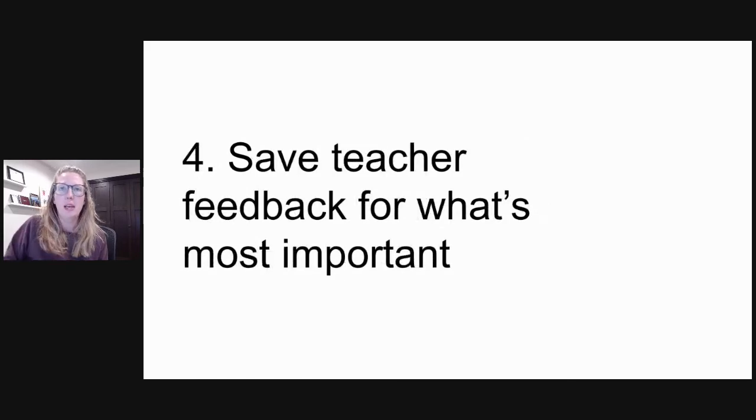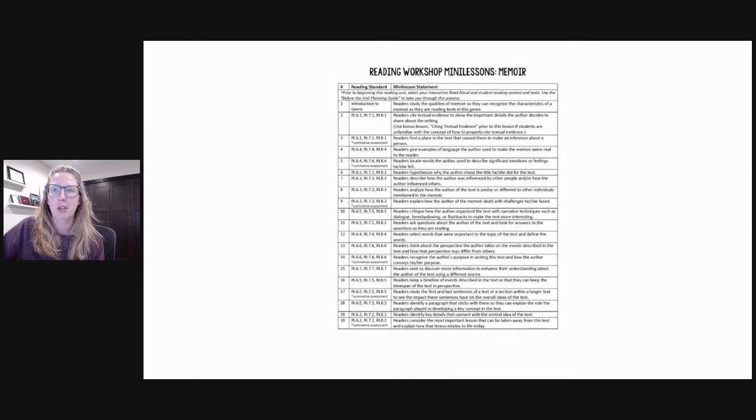Next up, we have save teacher feedback for what's most important. So these six strategies aren't all just, you never have to look at students' work, because in actuality, you do sometimes still have to look at students' work. So I'm going to show you an example of a unit plan that I used for that memoir reading unit that I was just talking about with the exit ticket and the proficiency rubric.